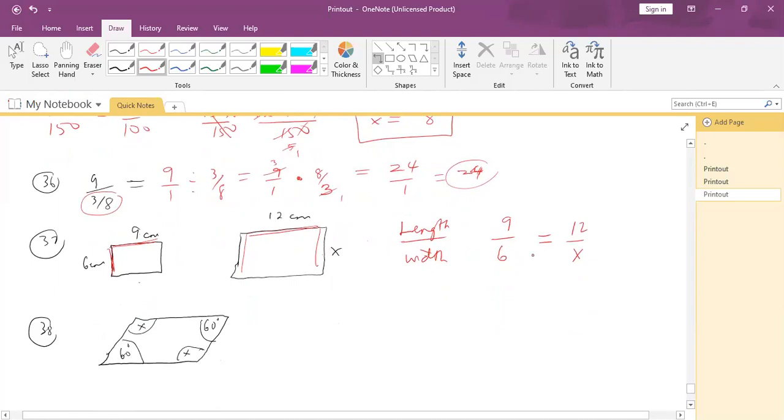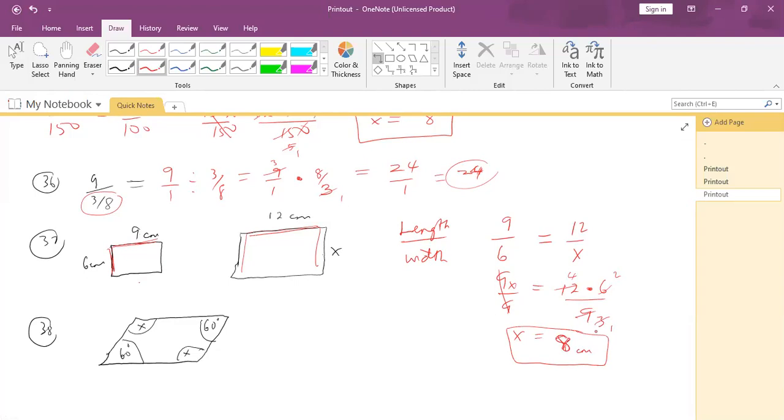And then you do your cross product. 9x is equal to 12 times 6 divided by 9. So your x will be equal to multiply 6 by 12 and divide by 9. Or you can reduce to lowest terms. So I know 3 can go here, 2 times 3 here is 3. 3 here is 1. 3 into 12 is 4. So we have 8. So it's 8 centimeters. So you're going to get A as your answer.